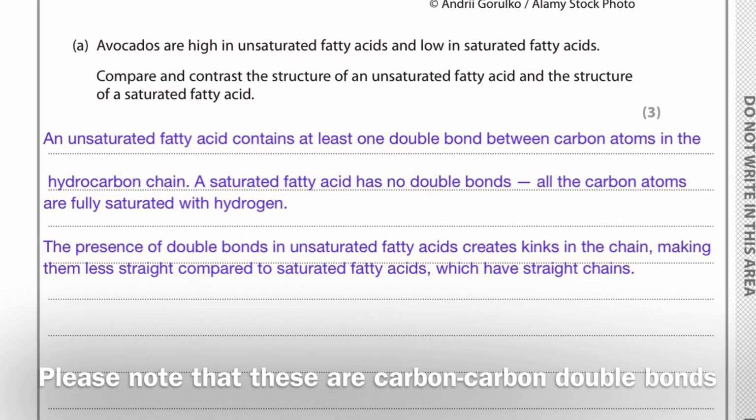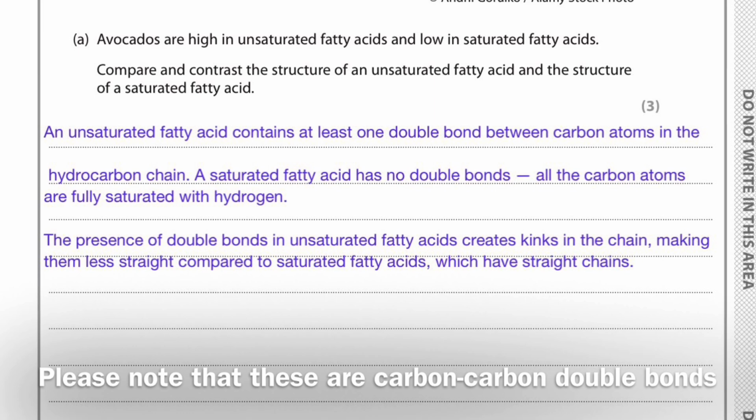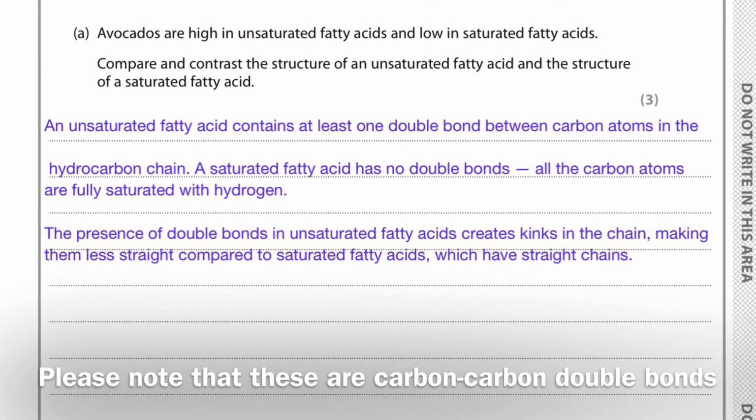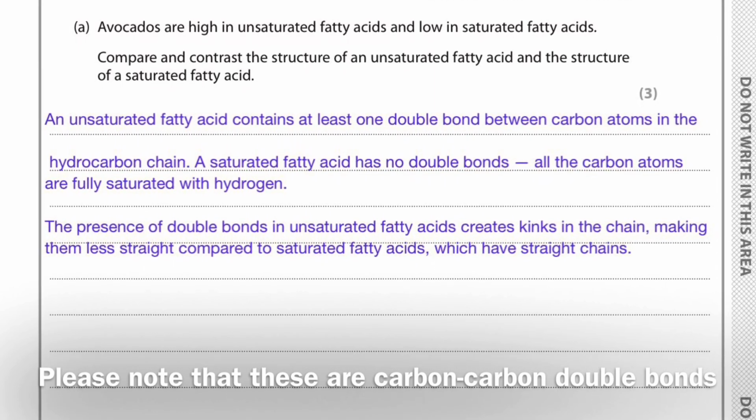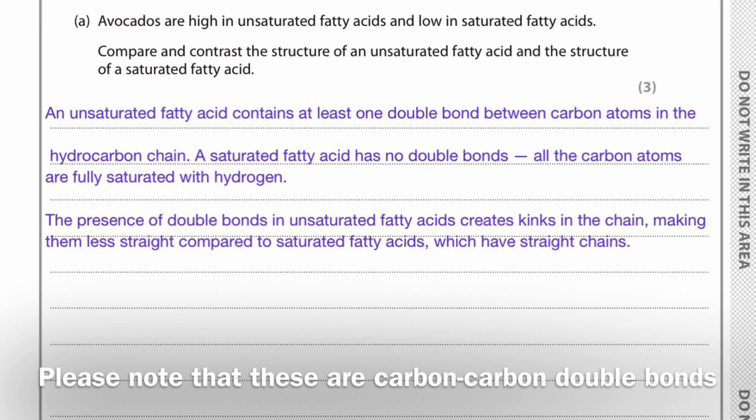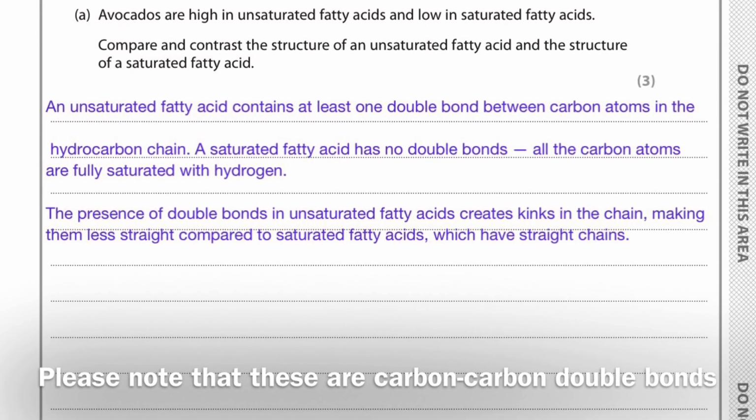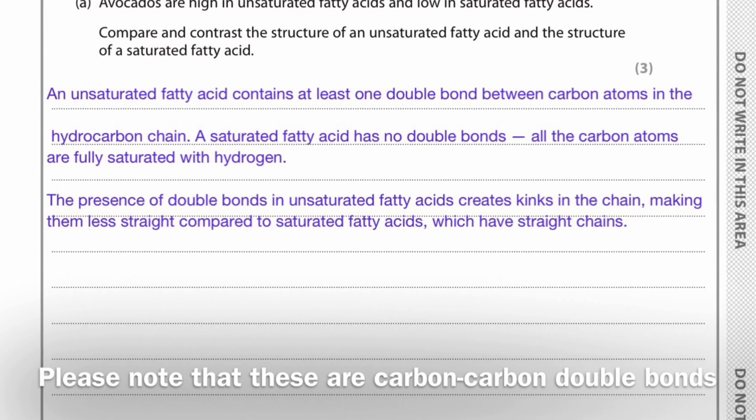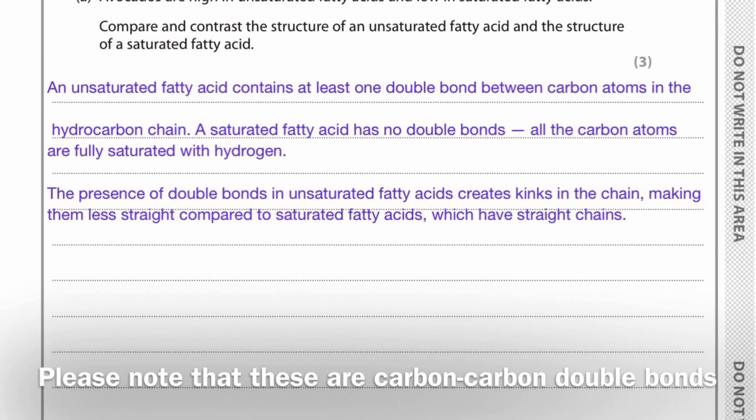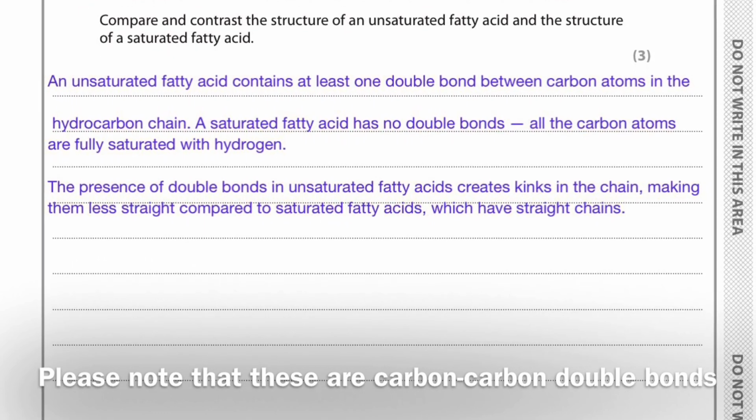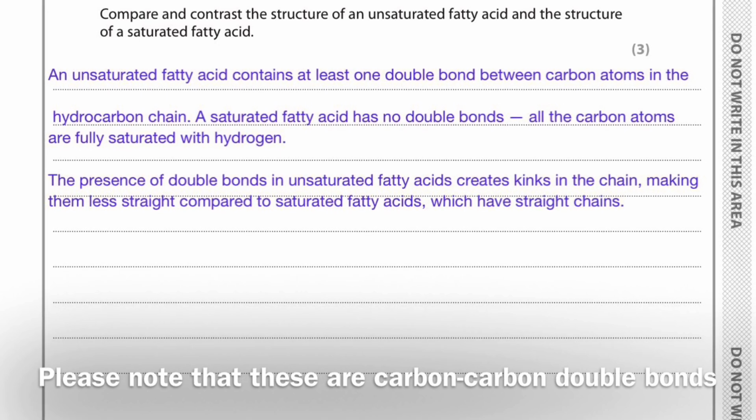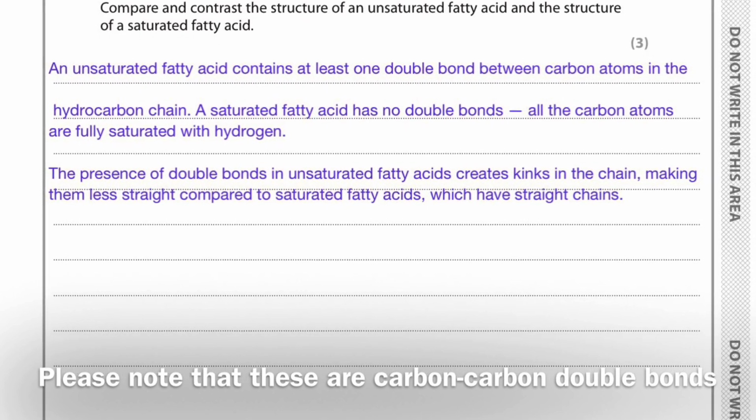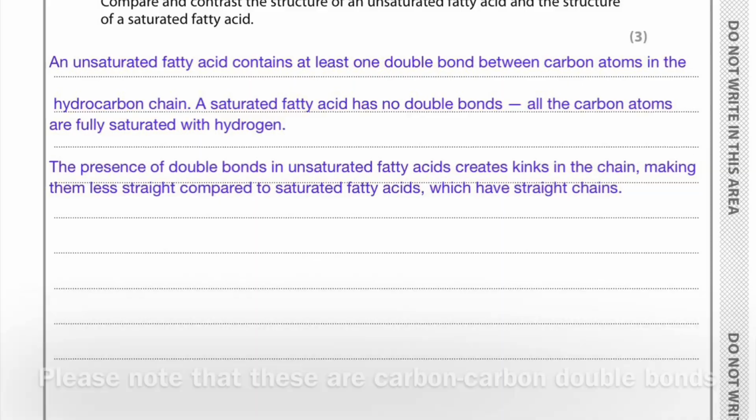So I said, an unsaturated fatty acid contains at least 1 double bond between carbon atoms in the hydrocarbon chain. A saturated fatty acid has no double bonds. All the carbon atoms are fully saturated with hydrogen. The presence of double bonds in unsaturated fatty acids creates kinks in the chain, making them less straight compared to saturated fatty acids, which have straight chains.